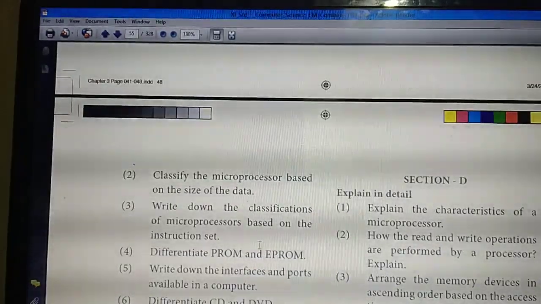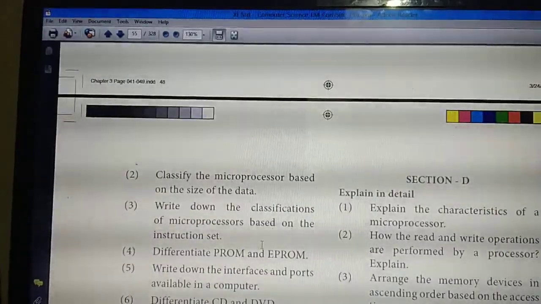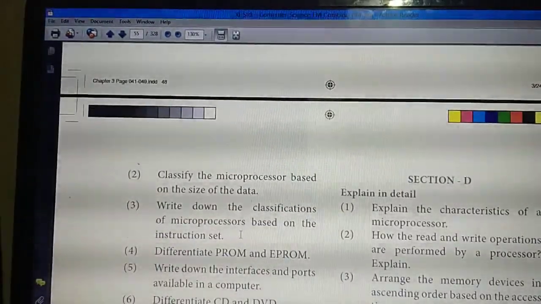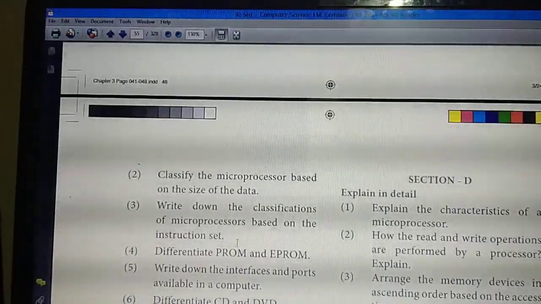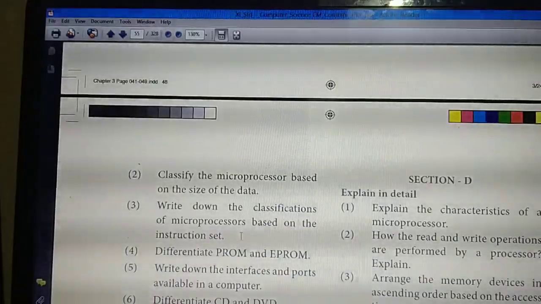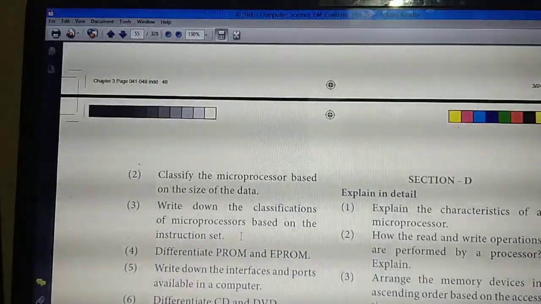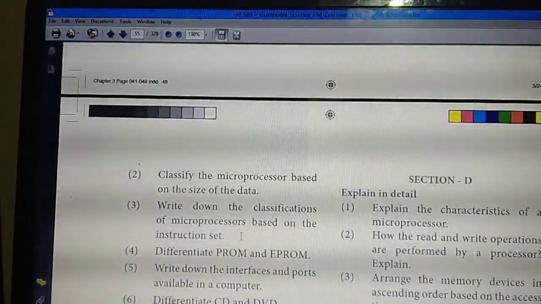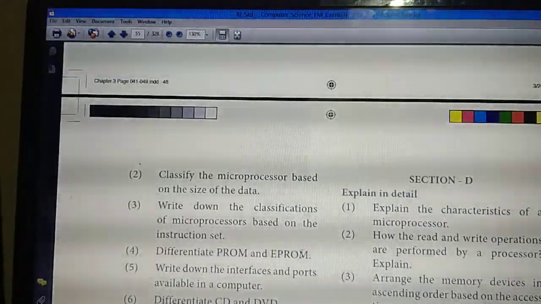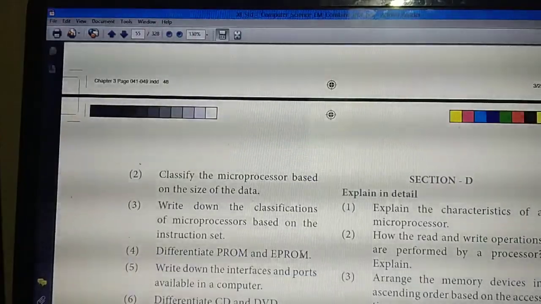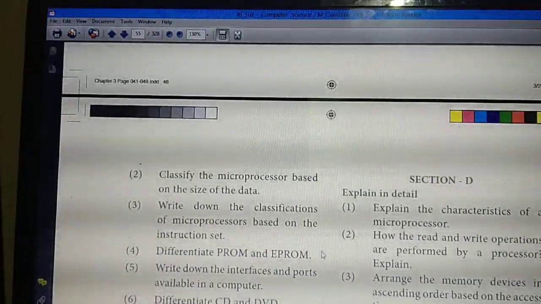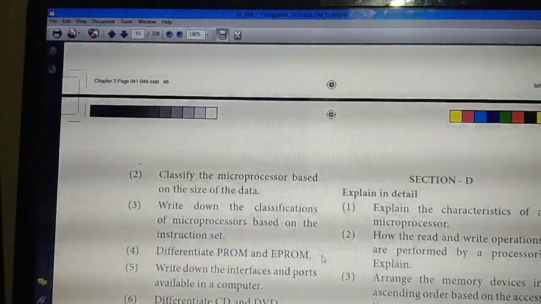Third question, page number 43, same page: Write down the classification of microprocessor based on instruction set. Fourth question, page number 45: Differentiate PROM and EPROM.